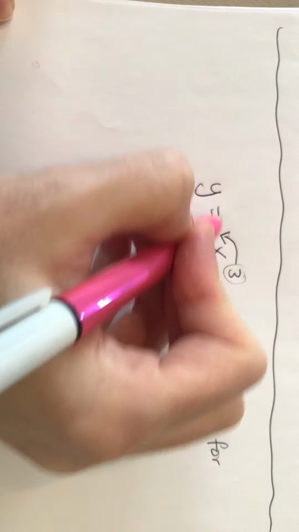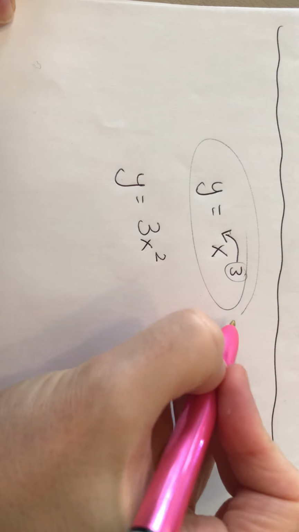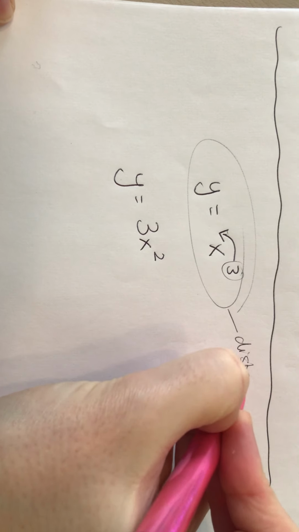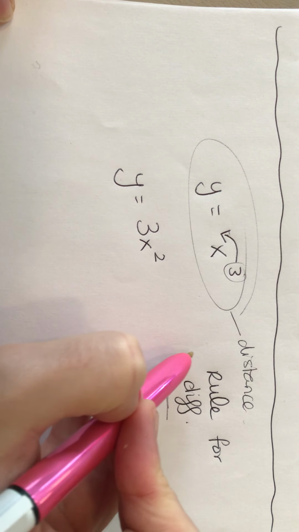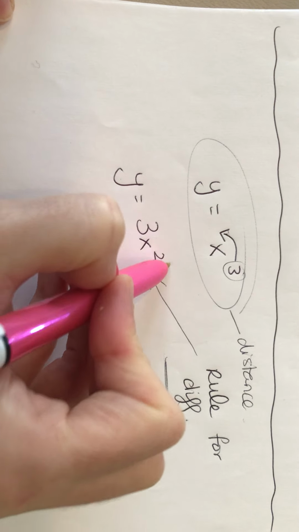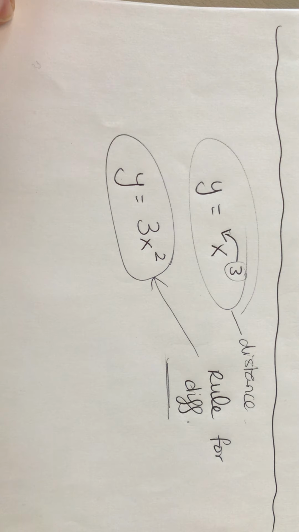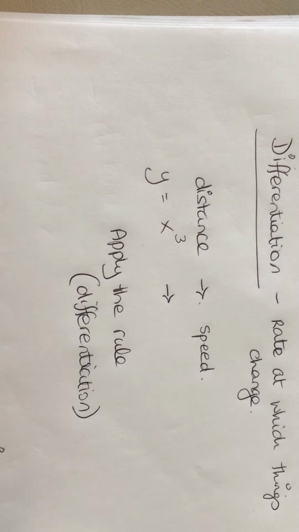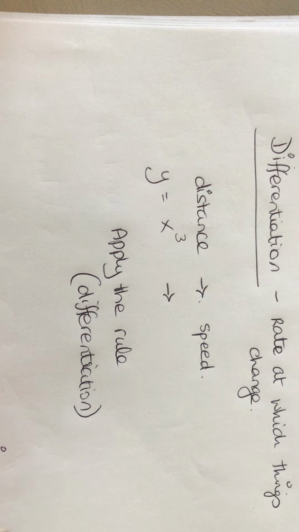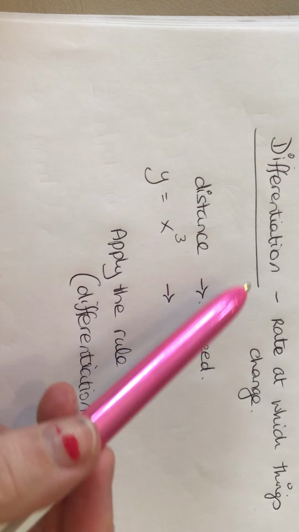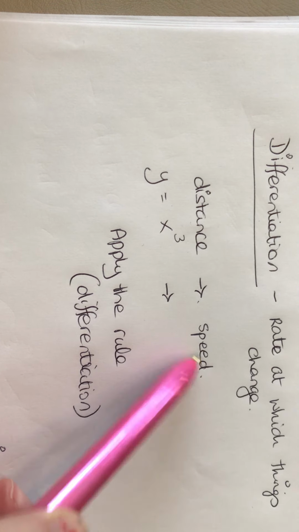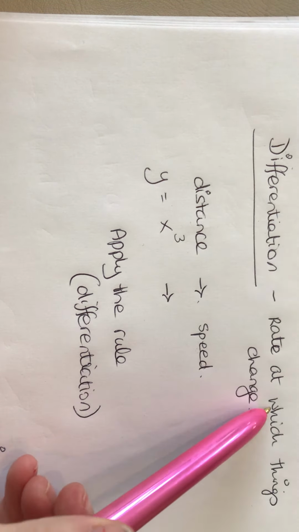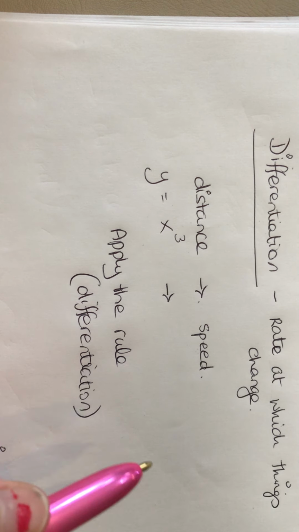If this was your function for distance, after applying this rule here, you now have the function for speed, because speed and distance are linked by the fact that the distance isn't changing at the same rate for everyone because we're all going at different speeds. So the rate at which the distance is changing is the speed.